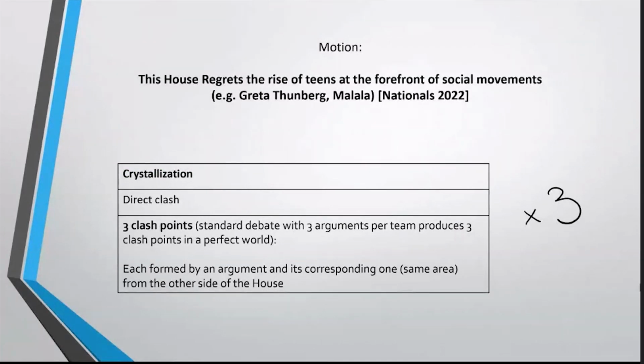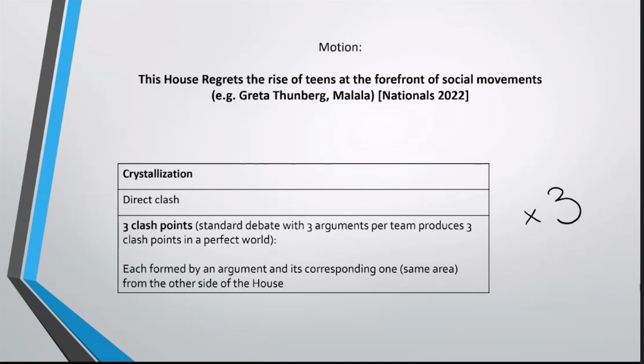Crystallization is based off of direct clash, and in this structural idea, you basically have 3 clash points, and each of them is formed by an argument and its corresponding one, so the one from the same general area, from the other side of the house. So in a perfect world, a standard debate with 3 arguments per team would produce 3 of those perfect clash points that match up exactly.